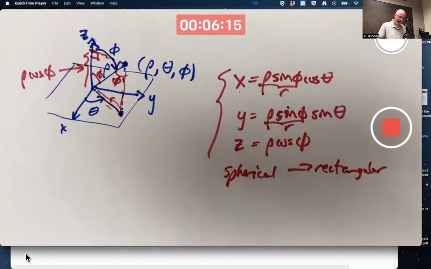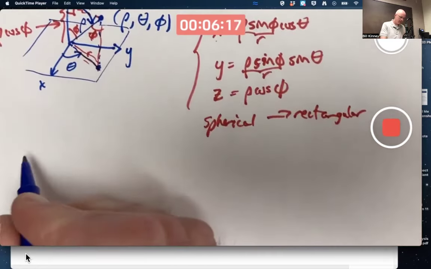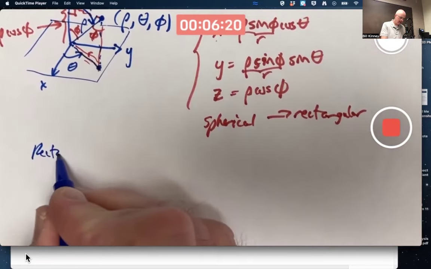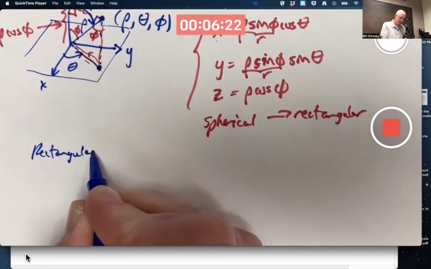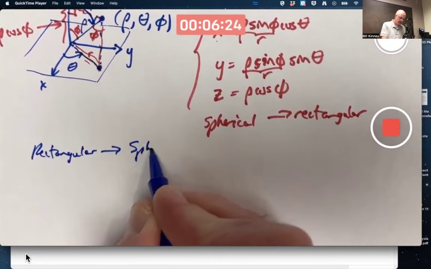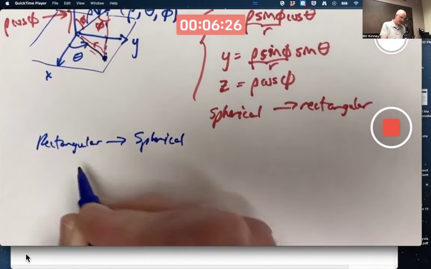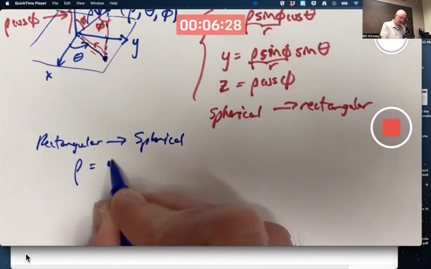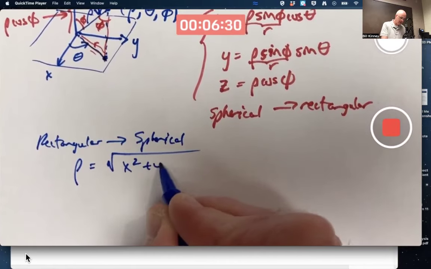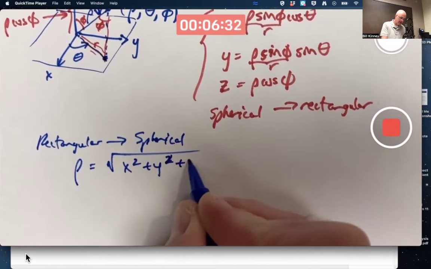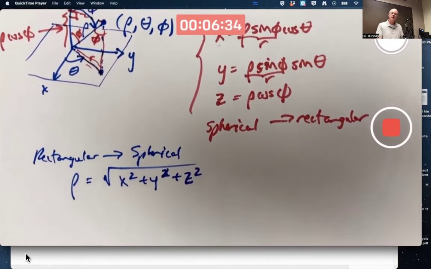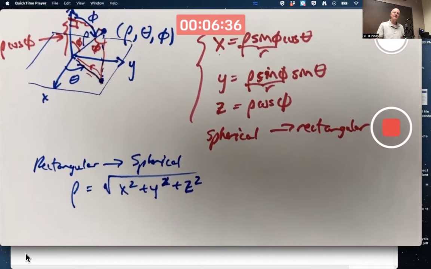How do you convert back from rectangular to spherical? It turns out that rho is the square root of x squared plus y squared plus z squared. That can be derived from the distance formula. Rho is a distance from the origin.